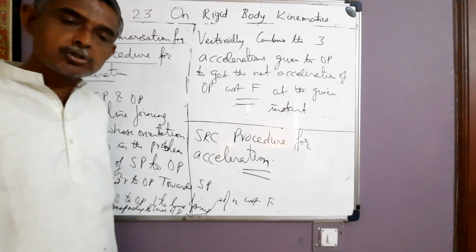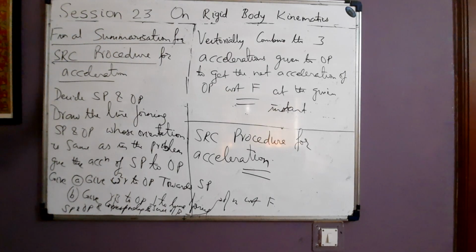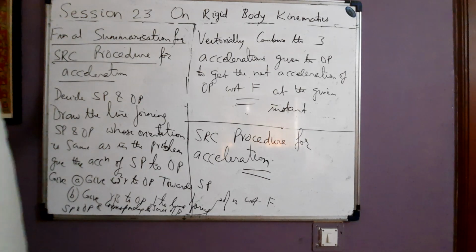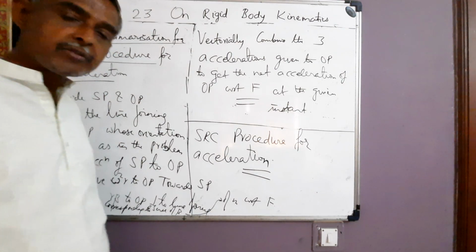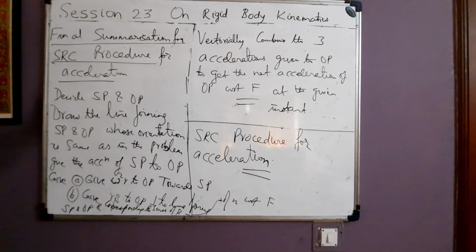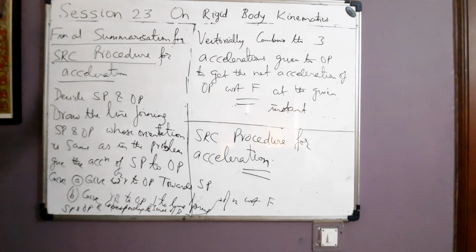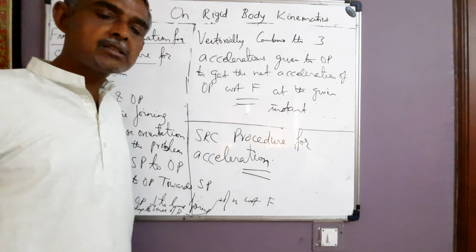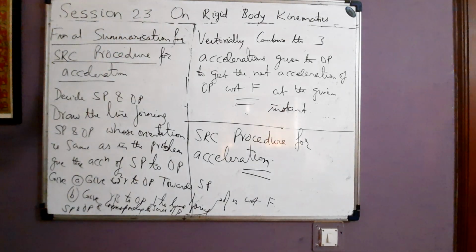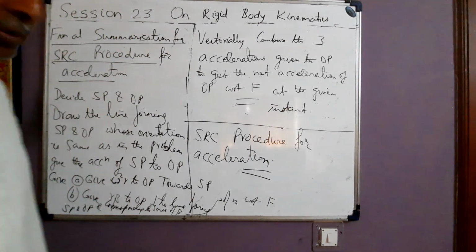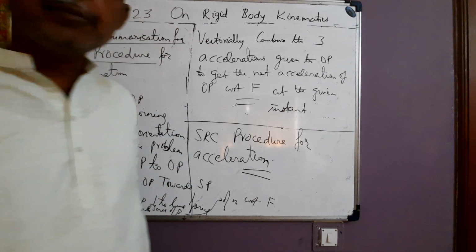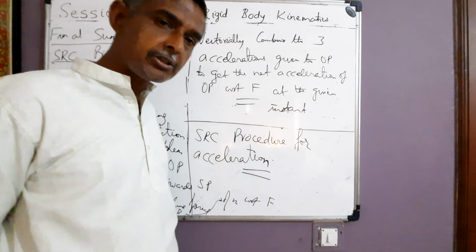Then we give two more accelerations to OP: omega square r towards SP, and r beta normal to the line joining SP and OP, corresponding to the sense of beta of m with respect to f. Meaning, if beta of m with respect to f is clockwise, then we give r beta to OP so that it corresponds to clockwise beta. If the sense of beta is anti-clockwise, then we give r beta perpendicular to the line joining SP and OP so that it corresponds to anti-clockwise beta.